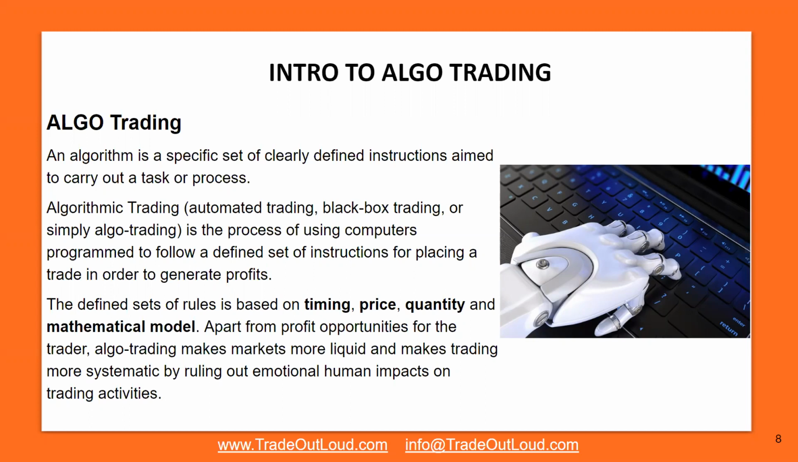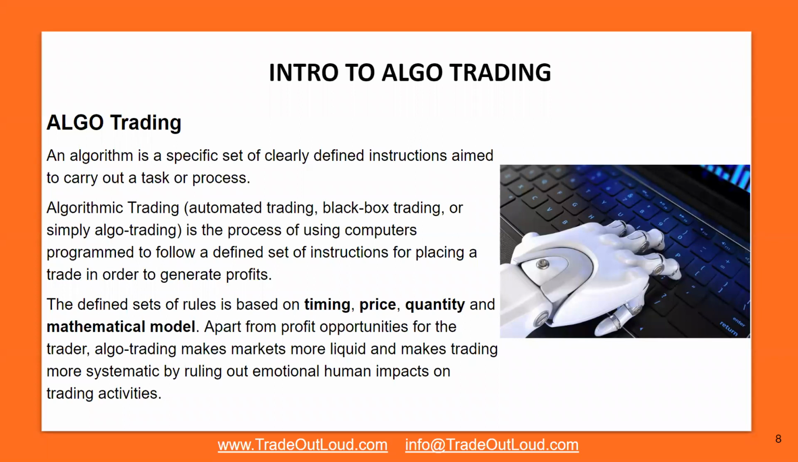So if you come to think about it, what is that set of clearly defined instructions? Isn't it a trading plan, right? So it is a trading plan, and it is enforced by automated trading. So algorithmic trading is the process of using computers programmed to follow a defined set of instructions for placing trades in order to generate profits. That's a trading plan. So that is automatic trading, right?